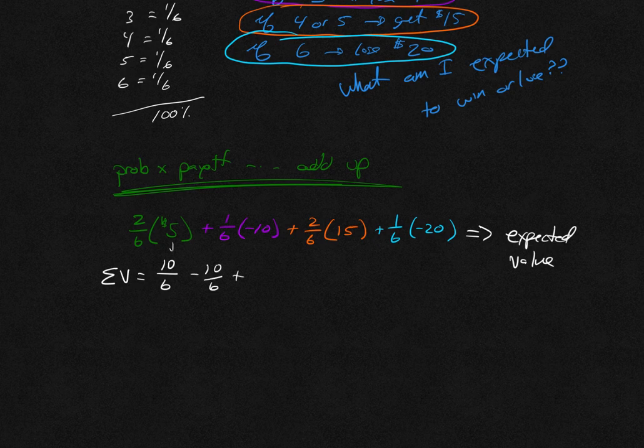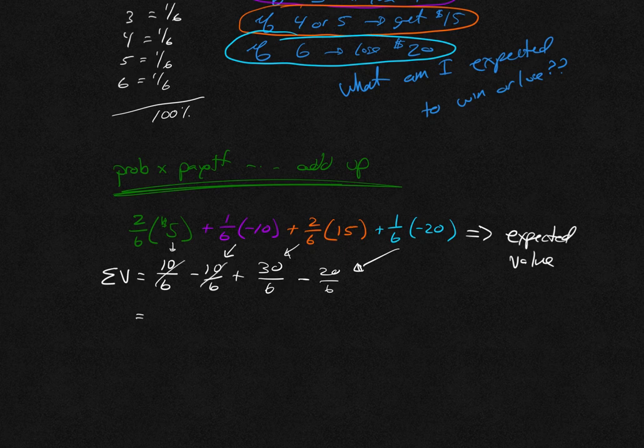All right, so this is 10 over 6. This is negative 10 over 6. Now we've got 30 over 6 as a positive. That's that number. And then we're going to get minus 20 over 6. That's that one. So we're just making this easier for us to calculate. Now we just go and we say, okay, well, 10 over 6 minus 10 over 6. Well, that's just going to cancel.